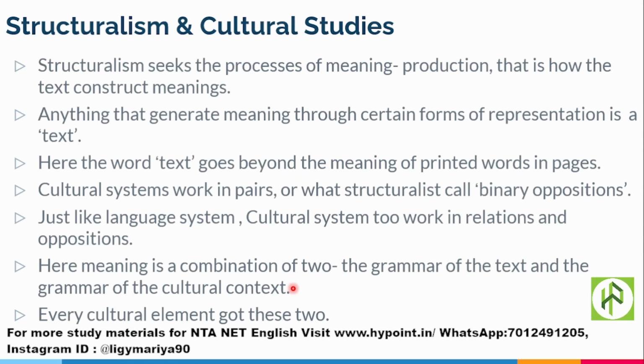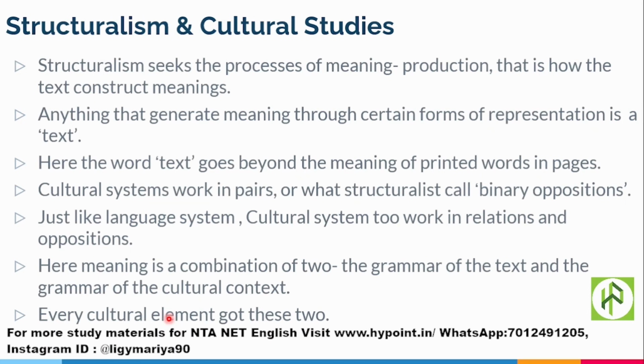In every other cultural context, you can see this kind of grammar. So the meaning that we are producing in this cultural system is a combination of two things. There is a grammar of the text, how we are perceiving that thing, how we are seeing this image and how we are coming up with meaning in our language, and the grammar of the cultural context. See, when you see Mahatma Gandhi's picture, you cannot imagine anything else. Being an Indian, you will imagine him as a freedom fighter, as the father of our nation, and many more things related to him. That's the grammar of this cultural context, and that's how you will arrive at meaning in a language.